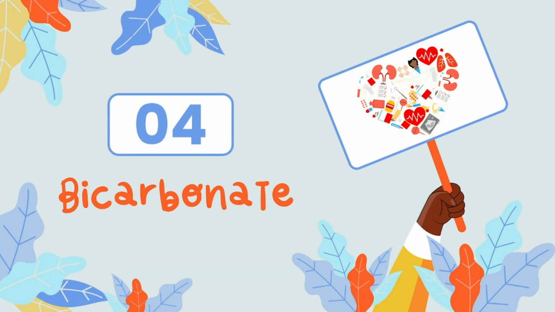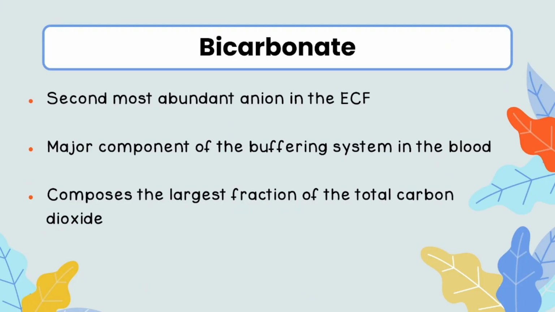Next, we have your bicarbonate. Now, bicarbonate is your second most abundant anion in the ECF, and it is a major component of your buffering system in the blood. So, of course, you already know this one in terms of your buffer system. Kasi di ba, you are already done with your clinical chemistry 1, so you are already done with your arterial blood gas. Now, bicarbonate composes the largest fraction of your total carbon dioxide.